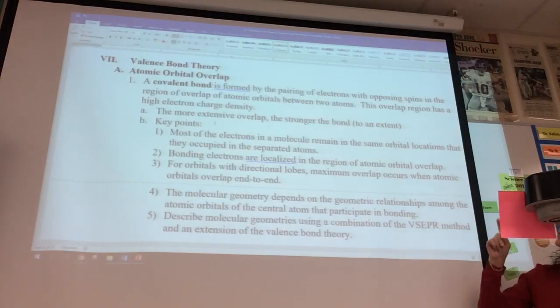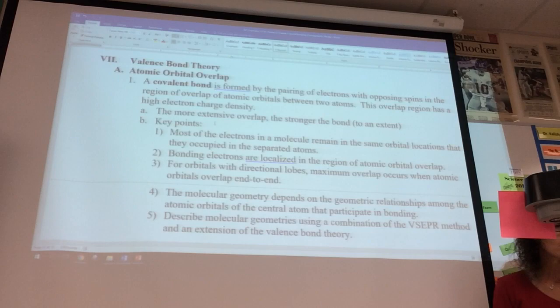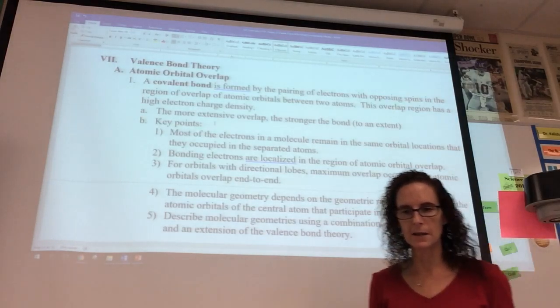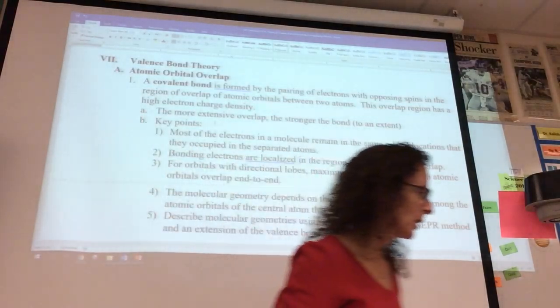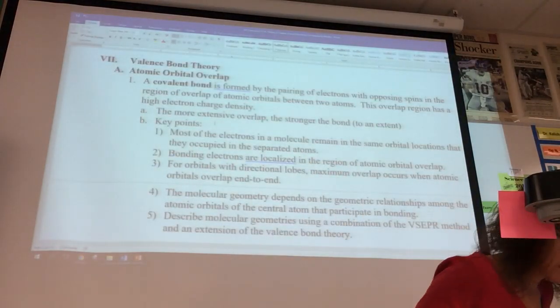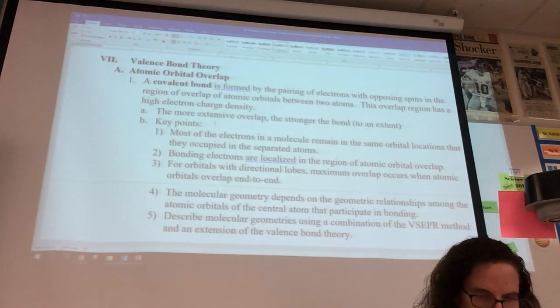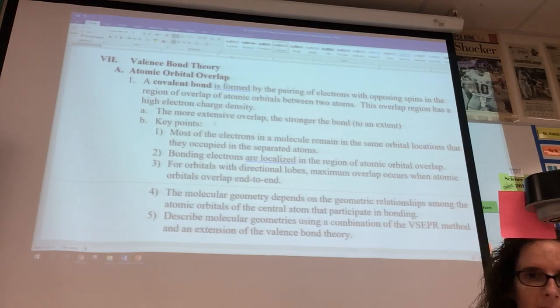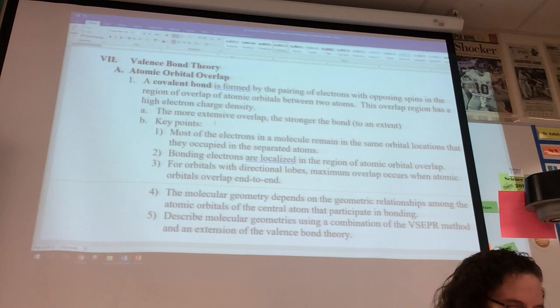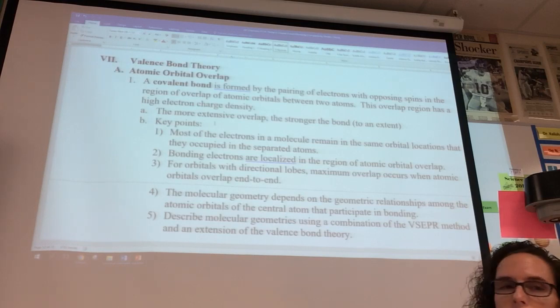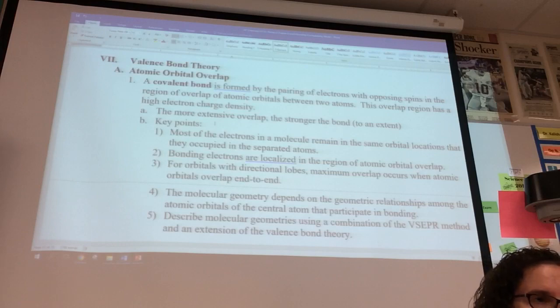We're going to talk a little bit about atomic orbital overlap. We're not going to get into valence bond theory all that much, but there are a couple of key points that I want you to be aware of. I'm going to draw over here. We know that electrons are in orbitals. Orbitals are the most likely location of an electron. There's a 90% probability that the electron is there.